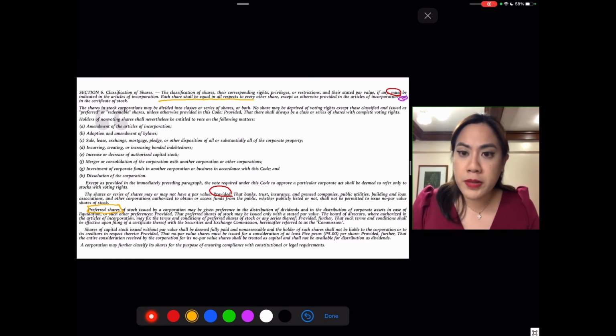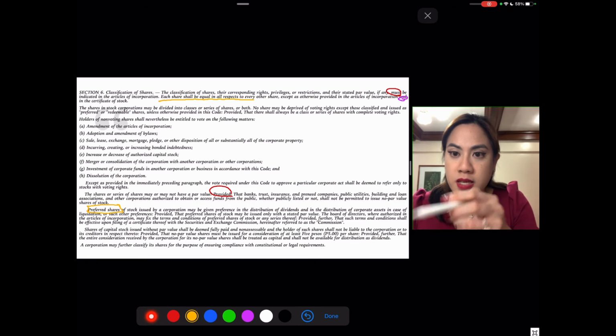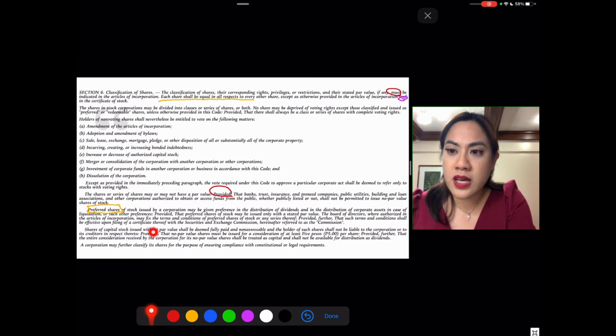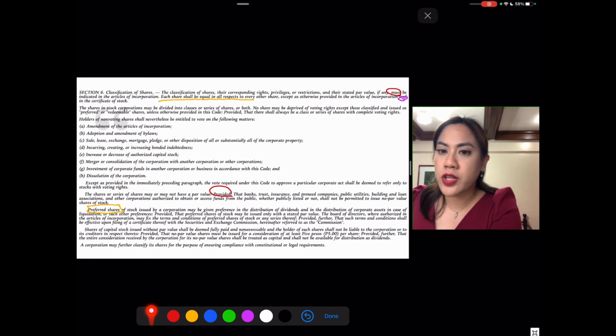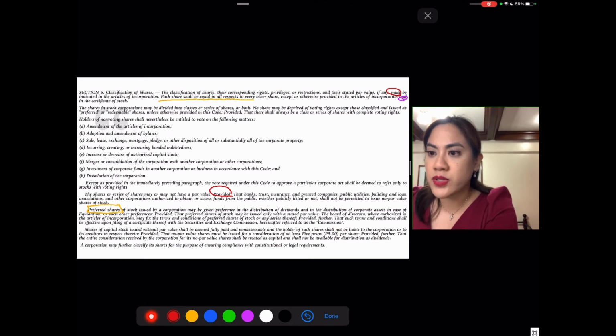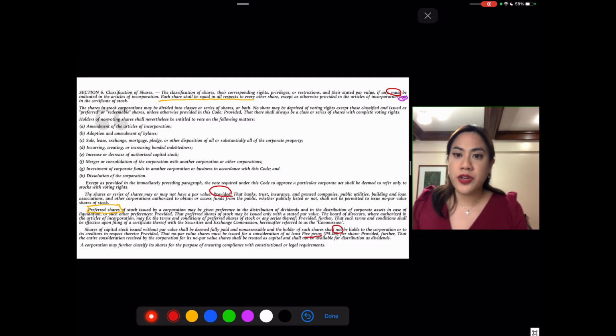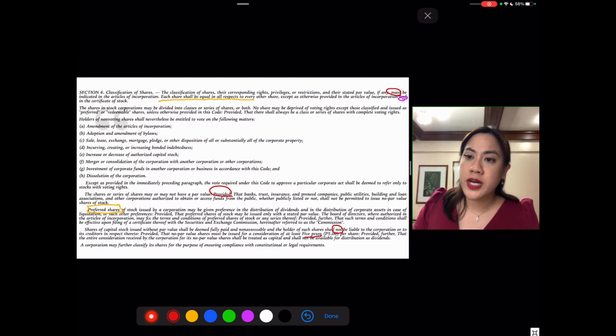So, shares of capital stock issued without par. This penultimate paragraph talks about no par value shares, which shall be deemed fully paid and non-assessable, meaning, and I will explain this later, the holder of such shares shall not be liable to the corporation or to its creditors in respect thereto. Provided that no par value shares must be issued for a consideration of at least 5 pesos per share. Provided further that the entire consideration received by the corporation for its no par value shares shall be treated as capital and shall not be available for distribution as dividends.